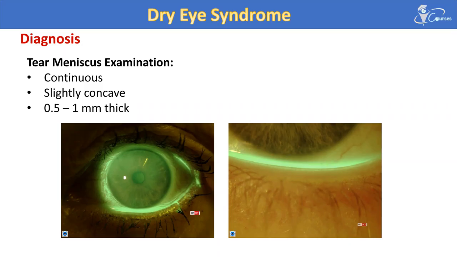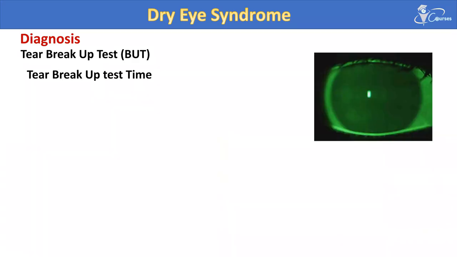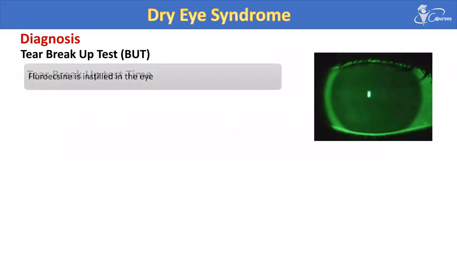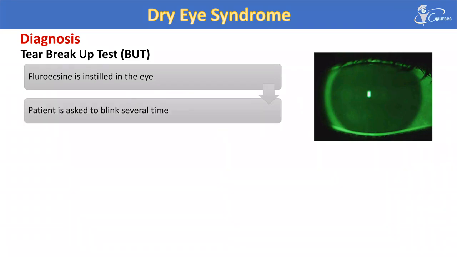The second test which can be used for dry eye diagnosis is the tear breakup time test. How is it done? Fluorescein is instilled into the eye. You can see we are instilling fluorescein into the eye, then we ask the patient to blink several times, in order to spread the fluorescein all over the cornea.